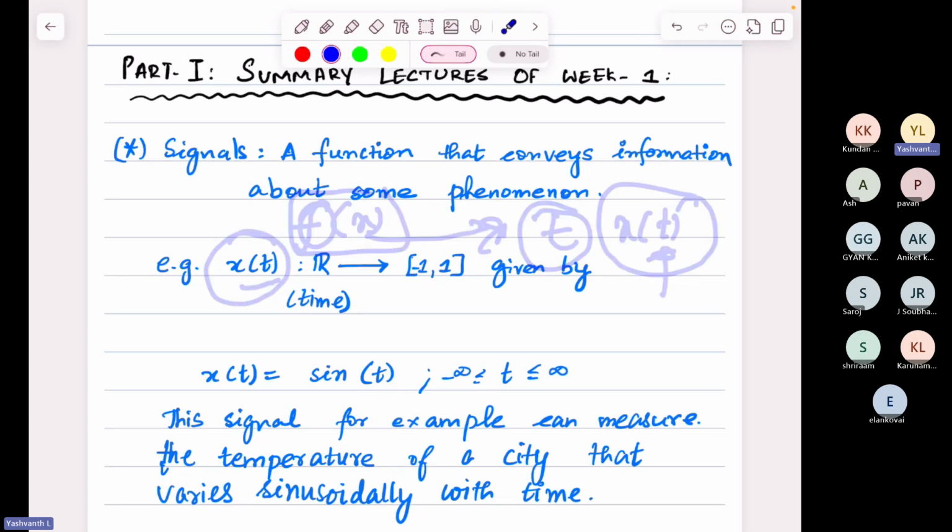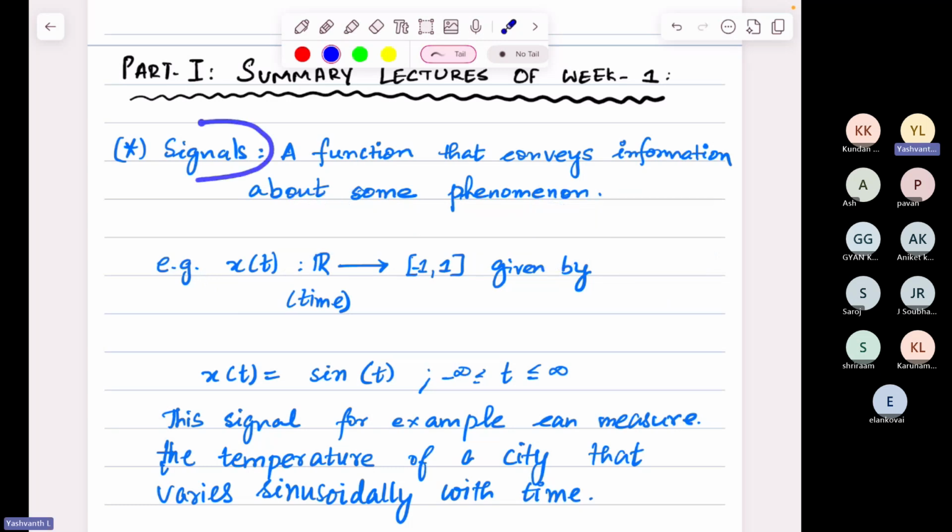So in particular, in the context of an electrical engineering background, we call such a function a signal. But that function should be something meaningful to us. We are engineers and we are more interested in something of practical use. So we want to only measure those functions which convey some useful information about everyday day-to-day things. So essentially, in that sense, let's say your x of t is a signal.